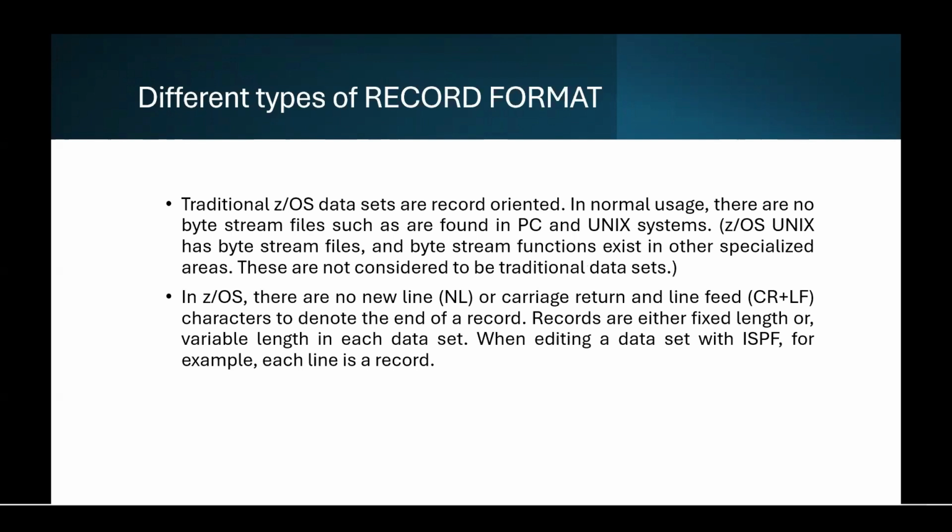Okay, so today's topic is the different types of record format we have. Traditionally, z/OS datasets are record oriented. In normal use, there are no byte stream files such as found in PC and Unix systems. z/OS Unix has byte stream files, and byte stream functions exist in other specialized areas. These are not considered to be traditional datasets.